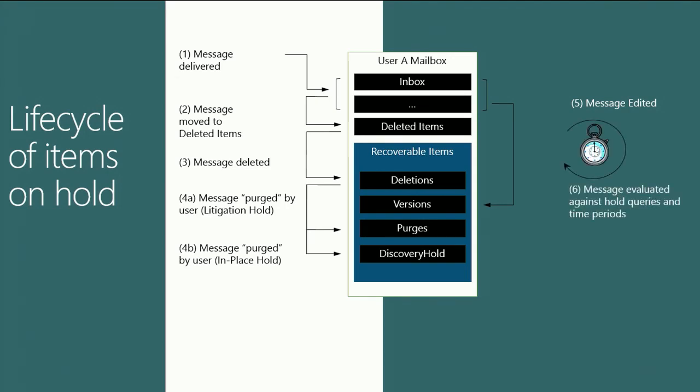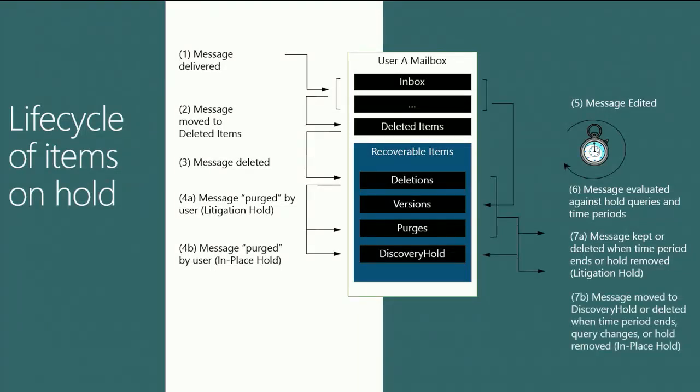The next thing that happens is we just periodically, on either a daily or weekly basis, will reevaluate that search, see if anything doesn't match the query. Say I edited the item, or I changed the query so that it no longer applies, or an item has gone past its hold period. And once that happens, we'll delete it from either the deletions, versions, or purges folders if it's on litigation hold, or if it's an item on discovery hold, then we will go ahead and remove it from there. But that illustrates the full life cycle of the email that you can control with those hold policies.